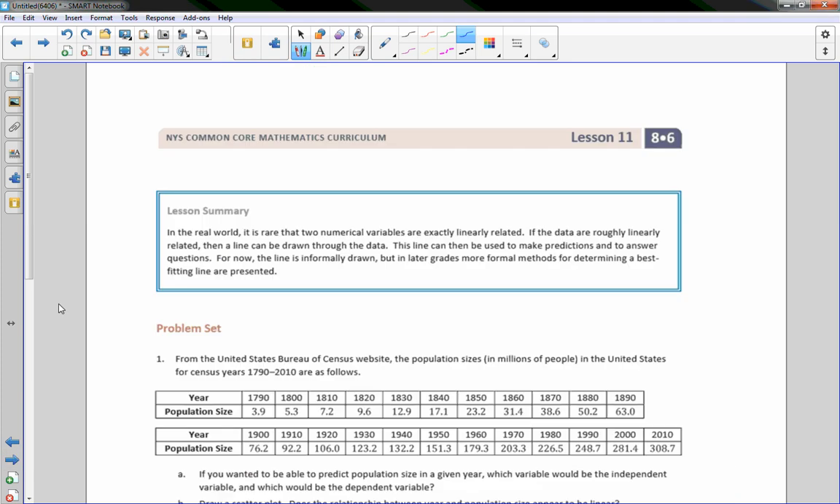And that will be the end of lesson 11. So review the lesson summary and go do your problem set.